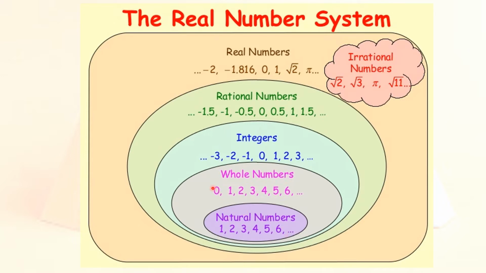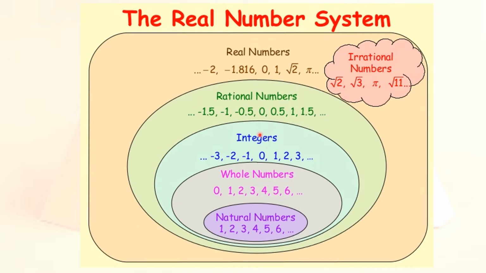And then if 0 is added to natural numbers, we call them whole numbers. So whole numbers start from 0, 1, 2, 3, 4, 5, 6, and so on and so forth. And when negative numbers are added to 0 plus the natural numbers, we call them integers. So integers are composed of 0, the negative numbers, and the positive numbers.